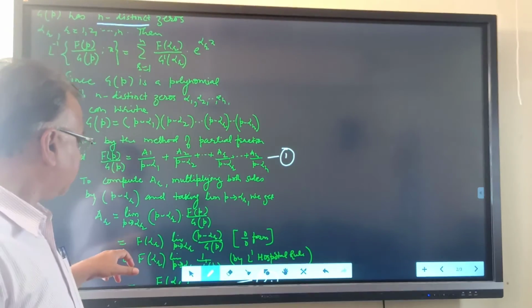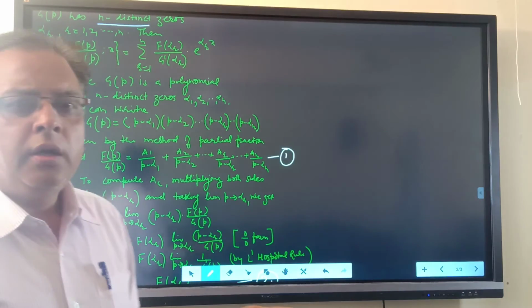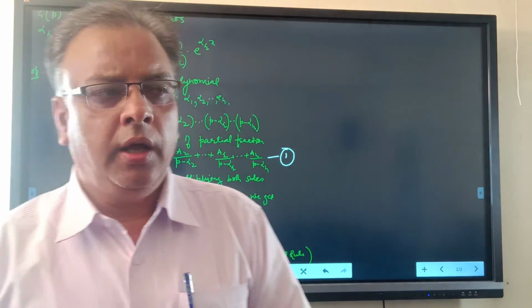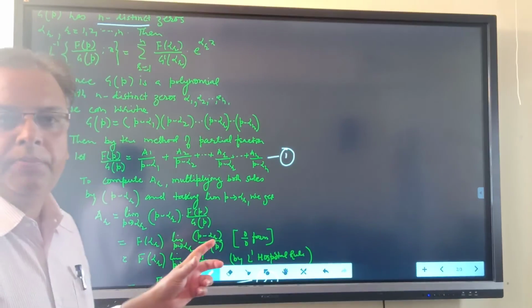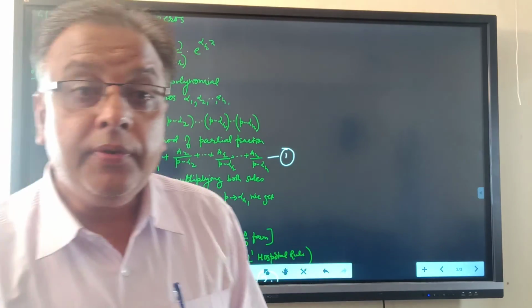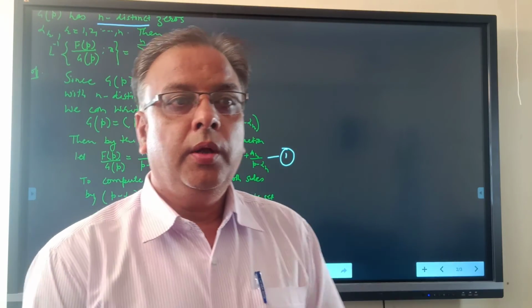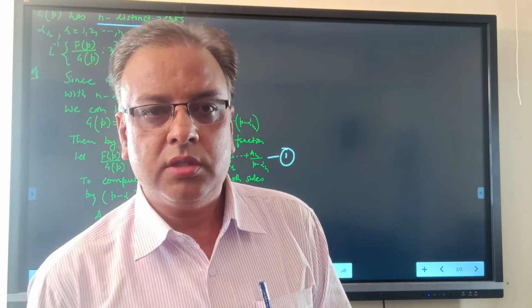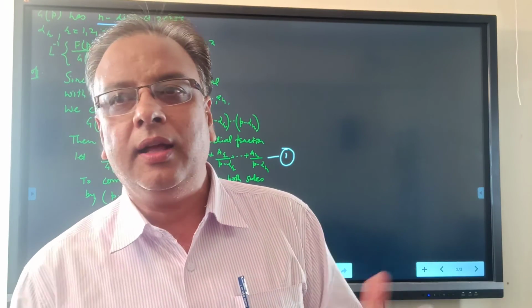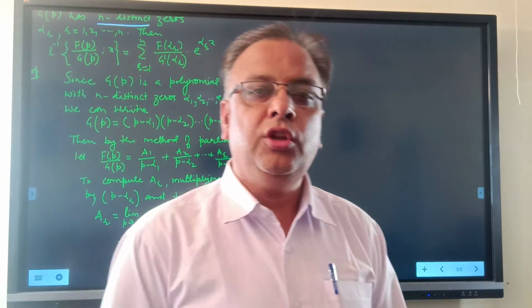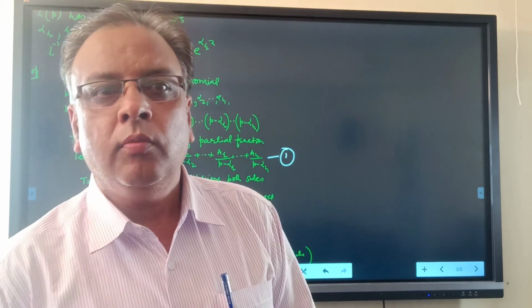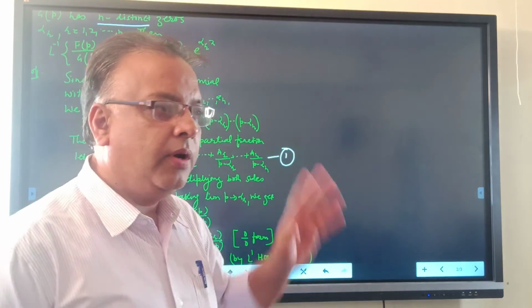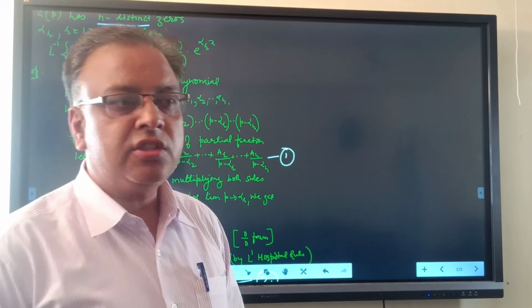This method is for different and distinct zeros of the function g(p). If some zeros, or some values of p, are repeated and others are distinct, then we will use another formula for the Heaviside expansion formula. We will discuss this formula next time, and some problems based upon these formulas next time.